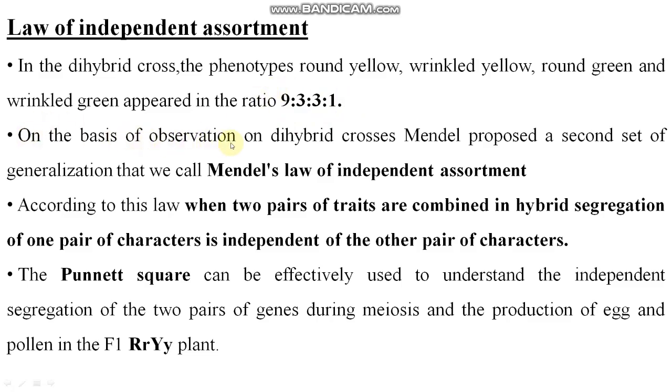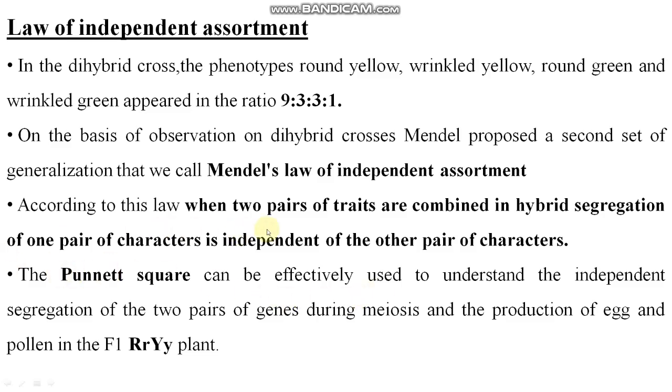On the basis of observation on dihybrid crosses, Mendel proposed a second set of generalizations that we call Mendel's law of independent assortment. According to this law, when two pairs of traits are combined in a hybrid, segregation of one pair of characters is independent of the other pair of characters. Clear? There is no mixing of both characters.